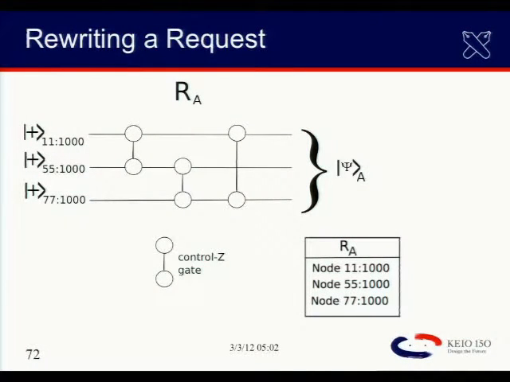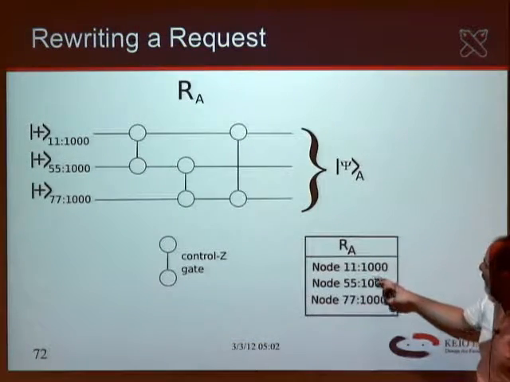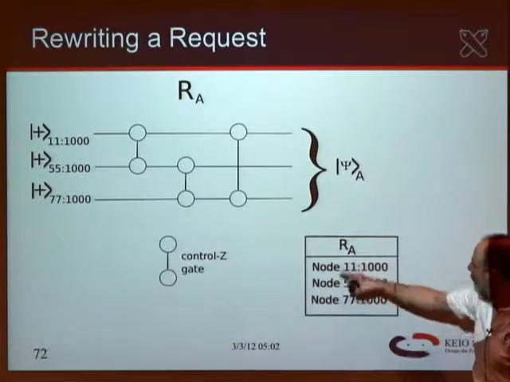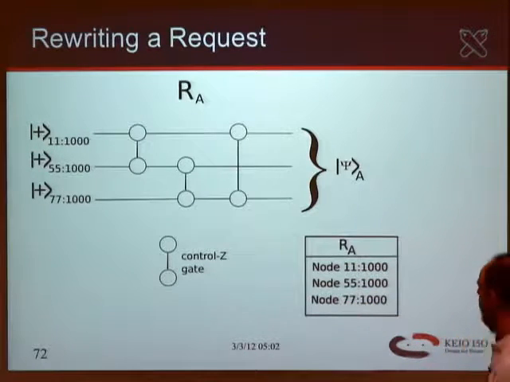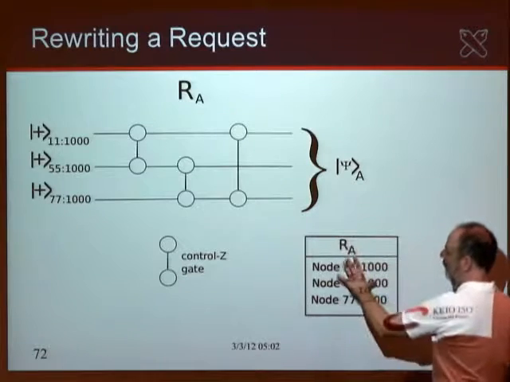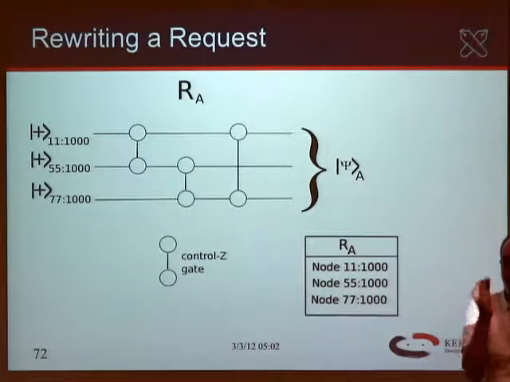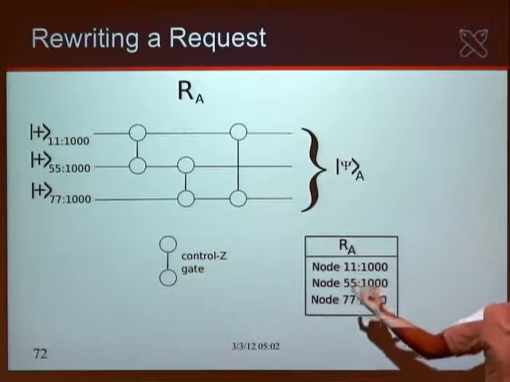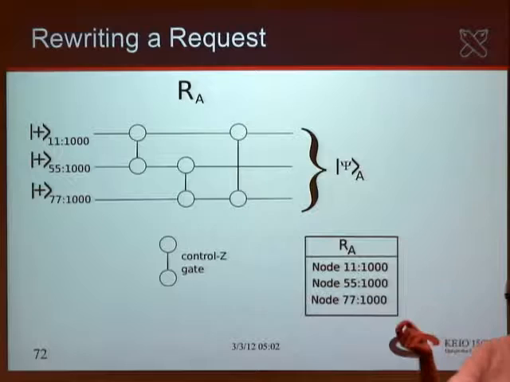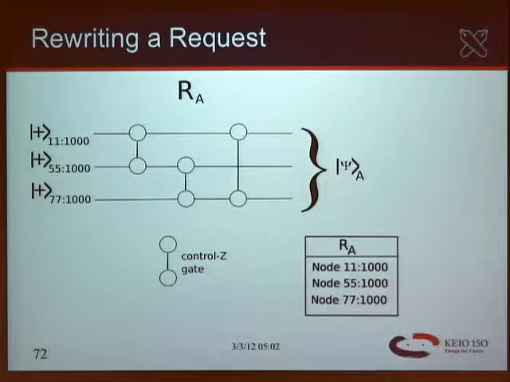So what we're actually going to do is rewrite this request. So we'll start with this. Here's our request. We want to have node 11, node 55, and node 77 all in this entangled state. And the guy who creates this request is going to say, when I'm communicating with you about this request, we'll use the address 1000 to refer to the qubit. This is effectively the virtual memory address for the qubit that's involved in this state.